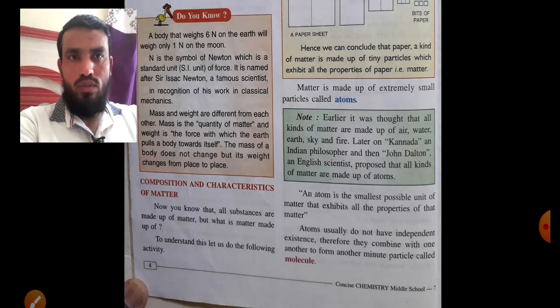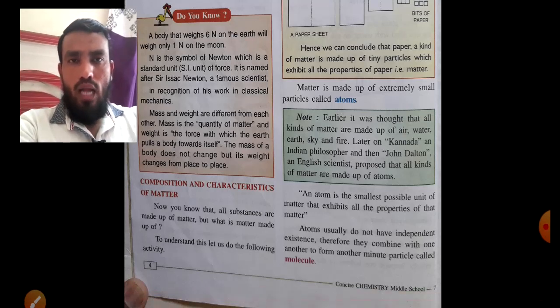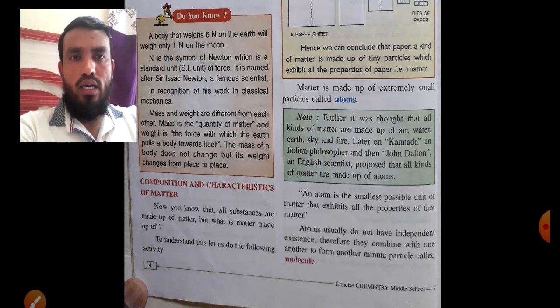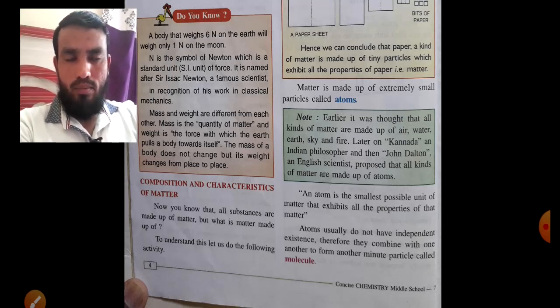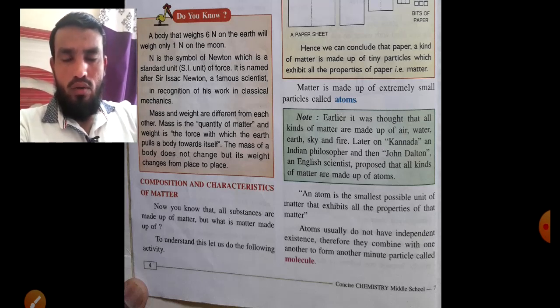Okay, so why is it happening like this? It is a recognition of the work in classical mechanics, and it shows that mass and weight are different from each other. We cannot say mass and weight are the same. Mass is different and weight is different. What we are doing here is checking the body weight, which is different from when we talk about mass.